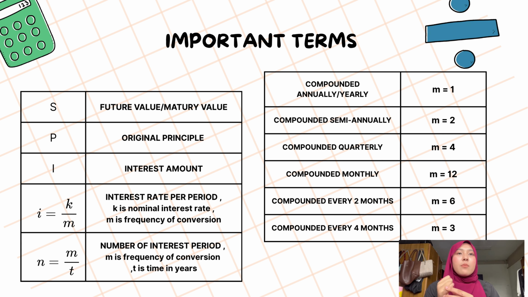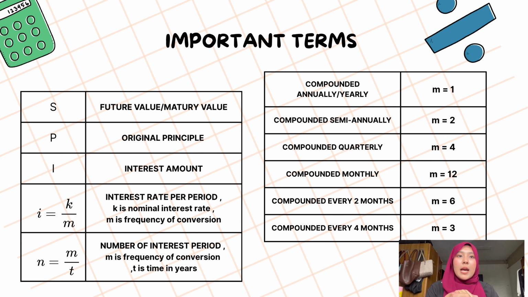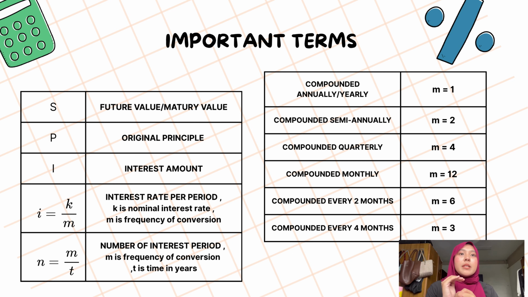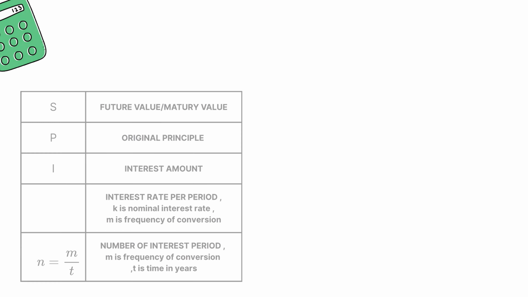Next, small i is the interest rate per period. To find i, we need to calculate k over m. K is the nominal interest rate, meanwhile m is the frequency of conversions.